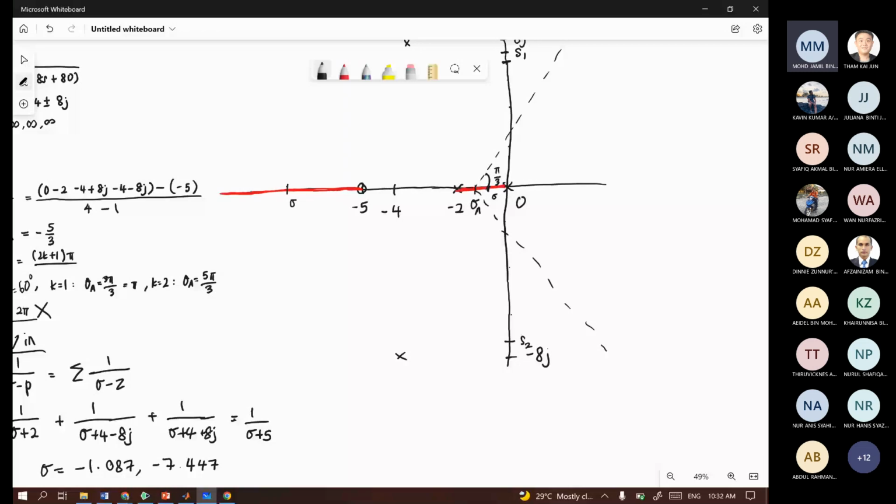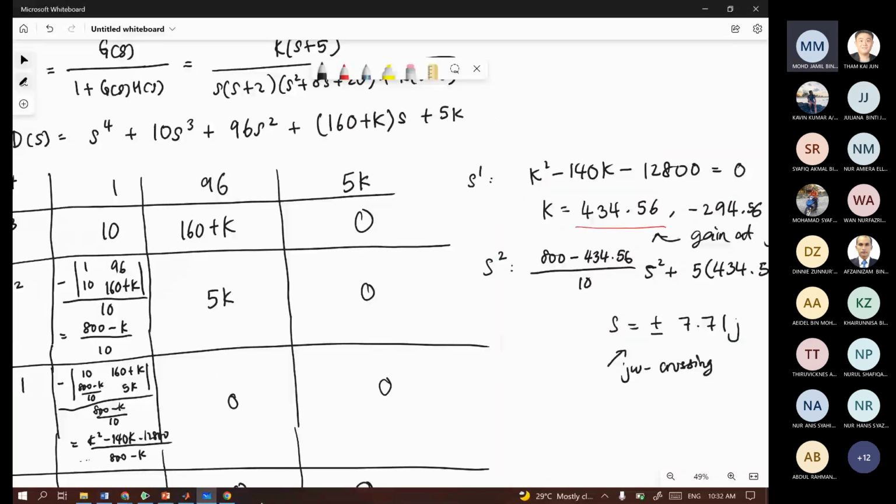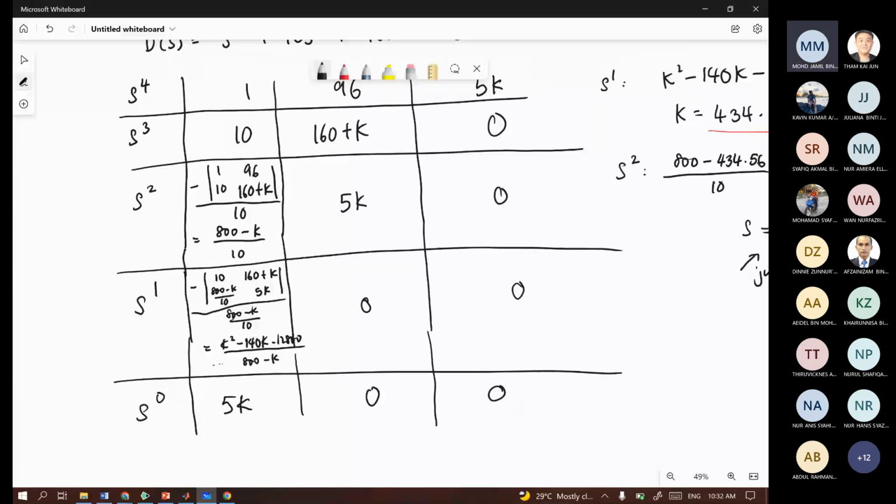And then we can find the range of K. For the range of K for stability, I want you to try by yourself later. So find the range of K for stability. This one you try by yourself, and then if you want to check, you can refer to me.